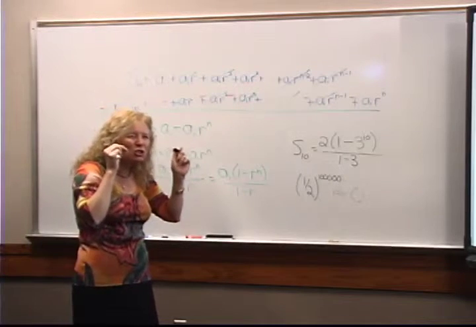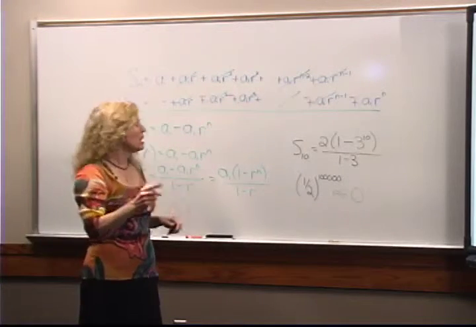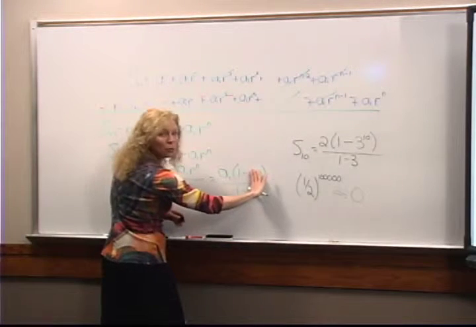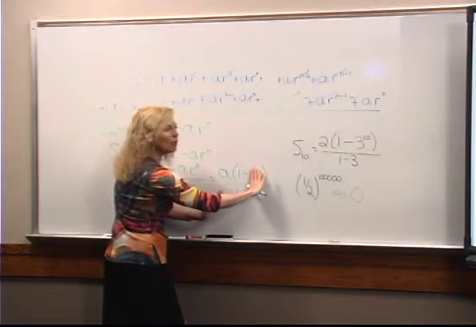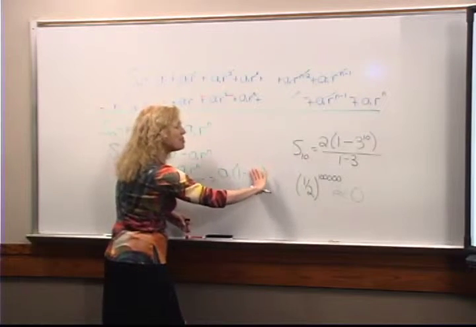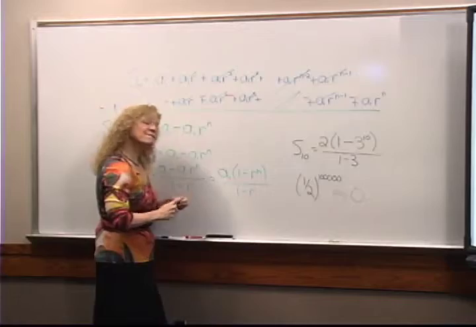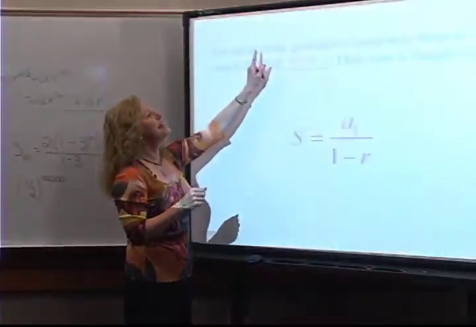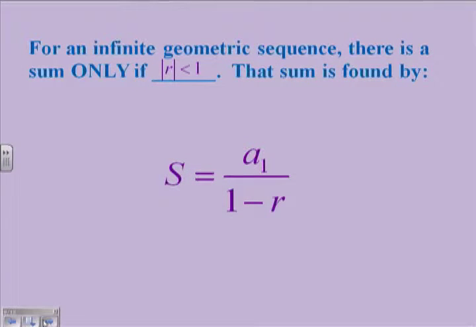because it got so extremely tiny. And if you let this guy go to 0, look at what you have: a sub 1 over 1 minus r. That's the formula for finding an infinite sum for an infinite geometric series. This is the only kind we can find the sum for reliably. There is a sum only if this common ratio has to be less than 1.